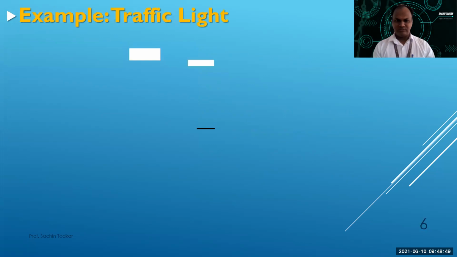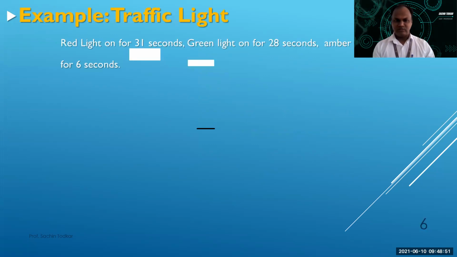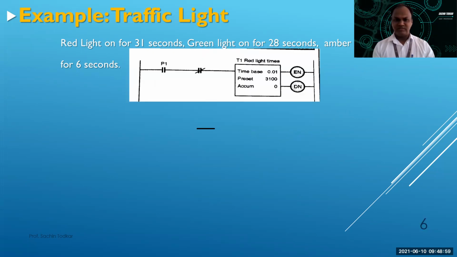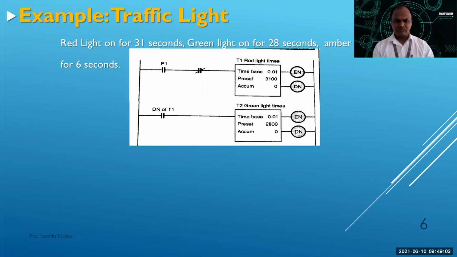We'll see with example, that is traffic light. Red light on for 31 seconds, green light for 28 seconds, and amber light for 6 seconds. Then how you are going to do that? You will see here red light timer 31 seconds, so 3100 preset is there. So 0.01 multiplied by 3100, you will get 31 seconds. So it is enabled and it is done. When it is enabled at 0.01 second and it is done at 31 seconds.